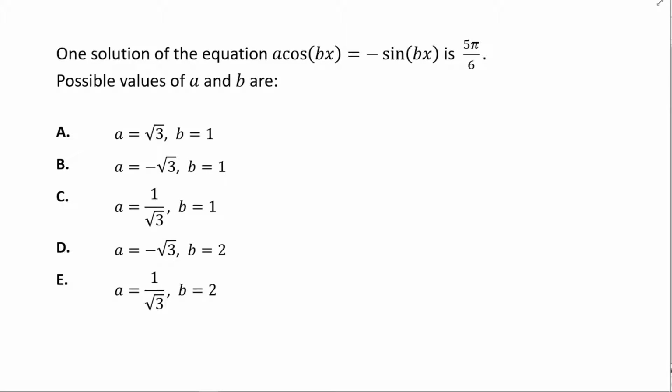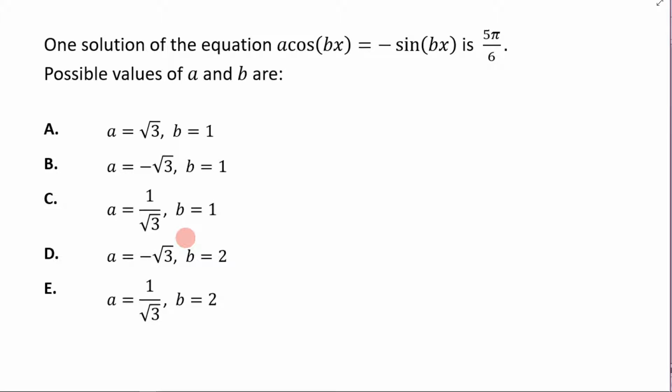Okay, so we're answering this question before us. Let's give it a read. It says one solution of the equation a cos bx is equal to negative sine bx is 5 pi on 6. Possible values of a and b are which of the following?